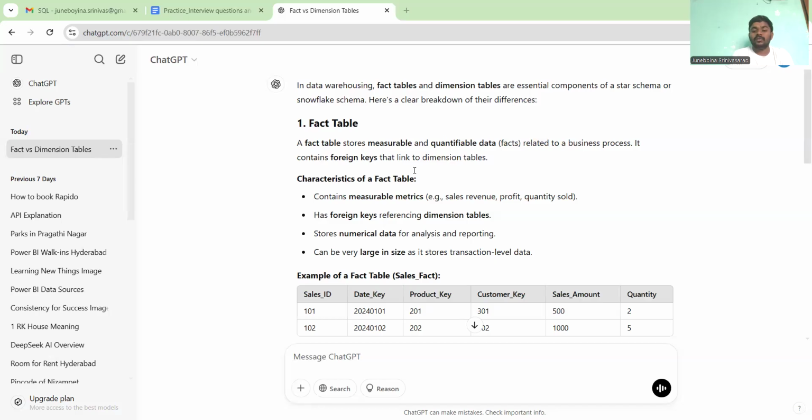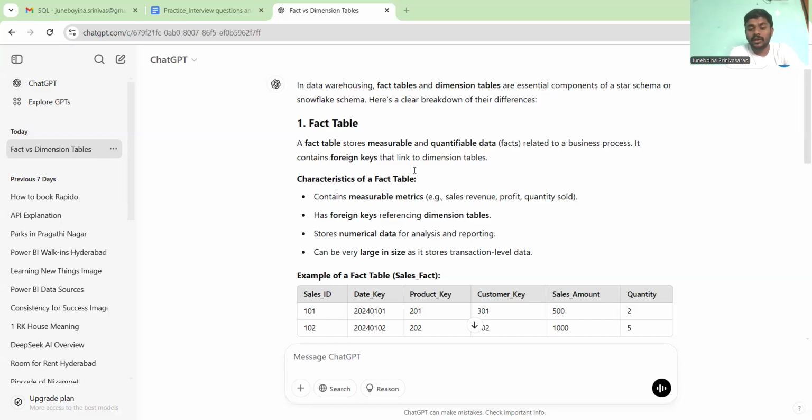Characteristics of a fact table: it contains measurable metrics. So, fact tables contain measurable metrics. Example: sales revenue, profit, quantity sold. Fact table has foreign keys referencing dimension tables. So fact table contains foreign keys which are referenced to the dimension table.